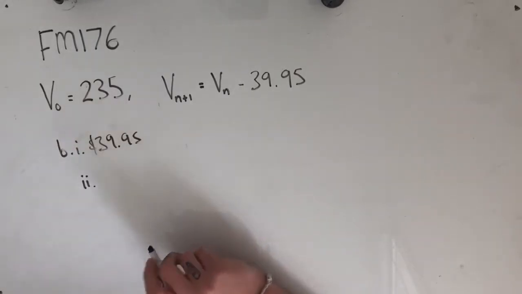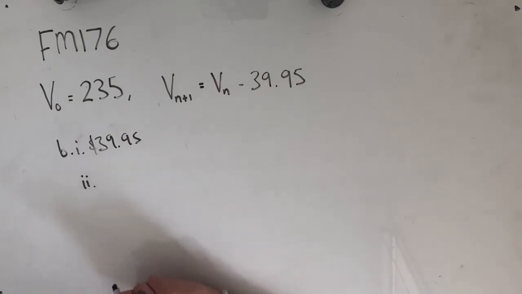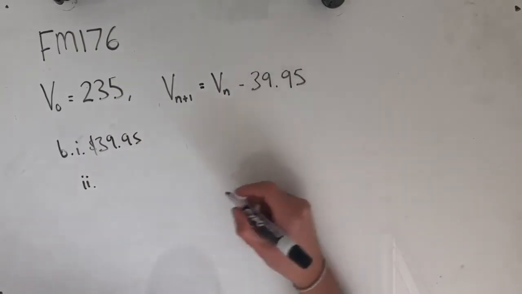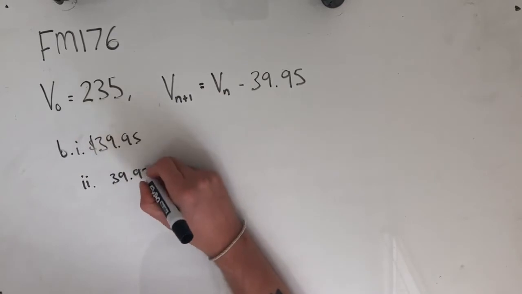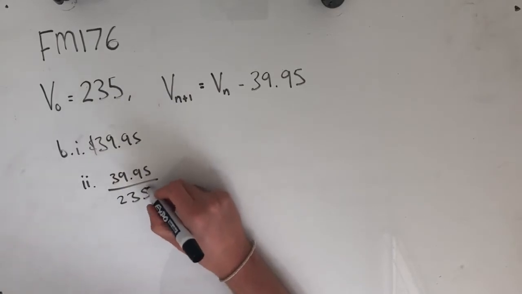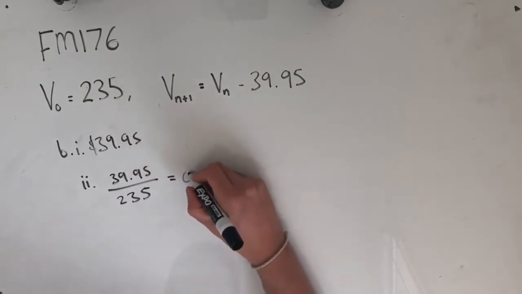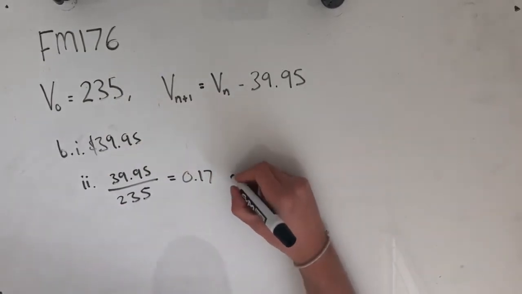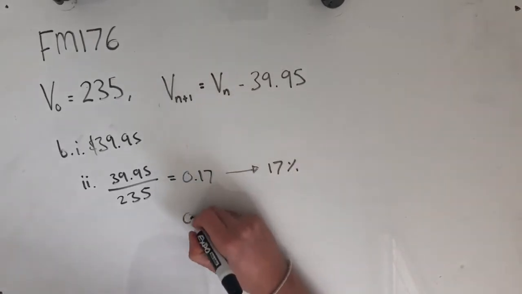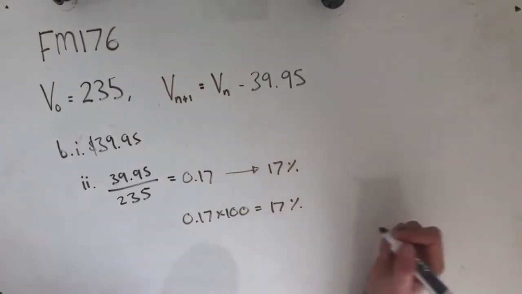Part II says calculate the annual flat rate of depreciation in the value of the roller skates. Write your answer as a percentage. Now, in order to figure this out, we're going to take the amount that our skates are going down by each year, at $39.95, and find that as a percentage of the initial value of the skates, which is $235. So plugging this in to a calculator, we're going to get an answer of 0.17. Now, some of you may be able to tell immediately that this represents 17%. Others of you are going to have to take this decimal and times it by 100 in order to get your answer of 17 and see that it's 17%.